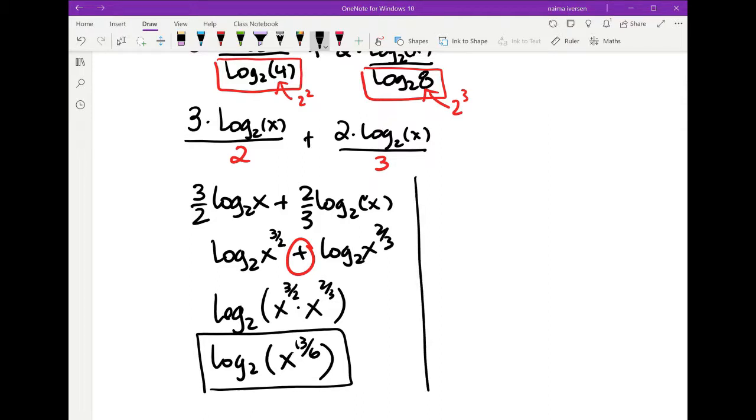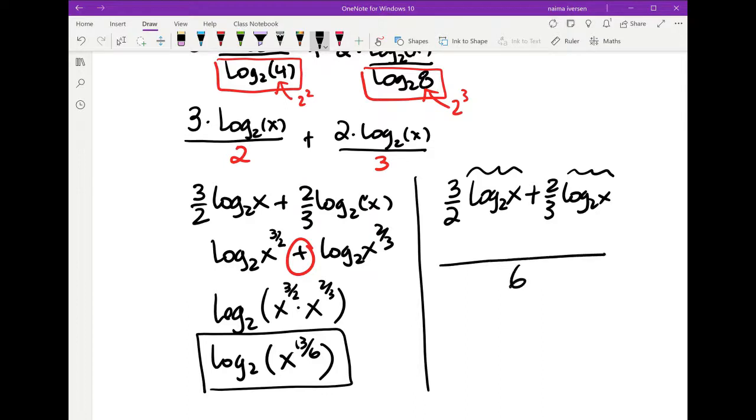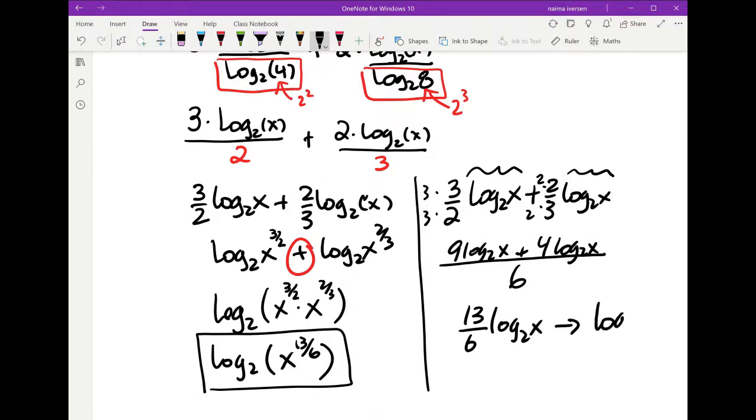The other thing that you could do is you could think of this as 3 over 2 log base 2 of x, and then 2 over 3 log base 2 of x, and we're collecting our log base 2 of x's. So I would get a common denominator, which is 6, times the top and the bottom here by 3, and I would get 9 log base 2 of x's. I would times the top and the bottom here by 2, and I would get 4 log base 2 of x's. So overall, I'm going to get 13 over 6 log base 2 of x's, and then I could bring that exponent up and I would still end up with that 13 over 6. Whatever makes more sense to you, I think we can do that.